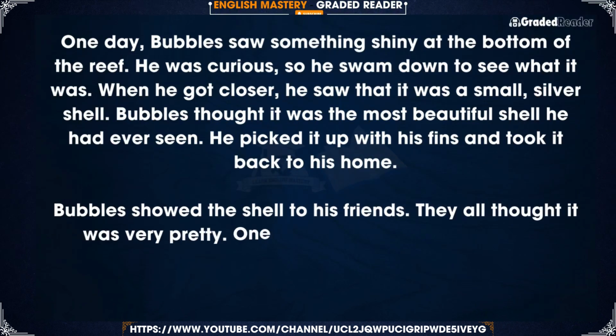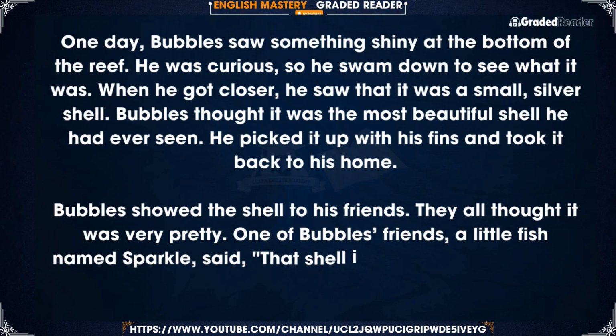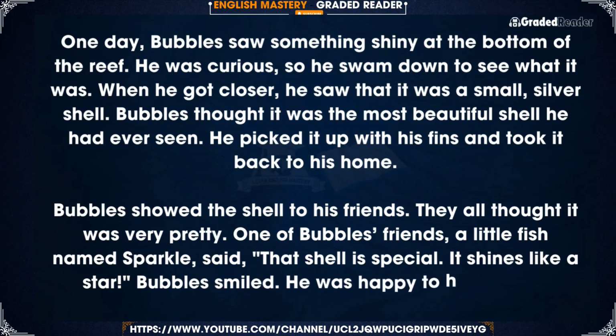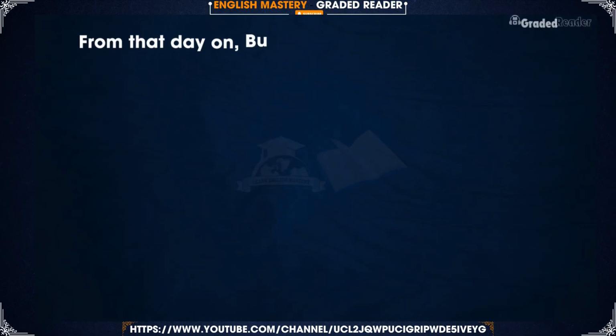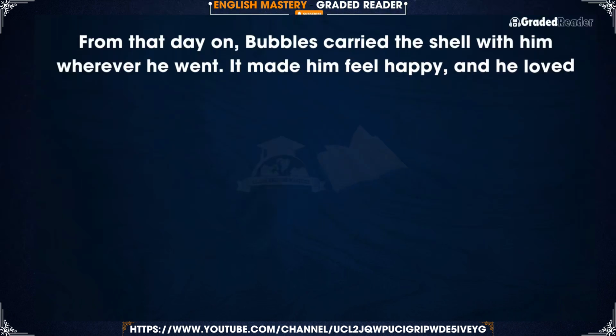Bubbles showed the shell to his friends. They all thought it was very pretty. One of Bubbles' friends, a little fish named Sparkle, said, "That shell is special. It shines like a star." Bubbles smiled. He was happy to have found something so beautiful. From that day on, Bubbles carried the shell with him wherever he went. It made him feel happy, and he loved showing it to the other fish in the reef.